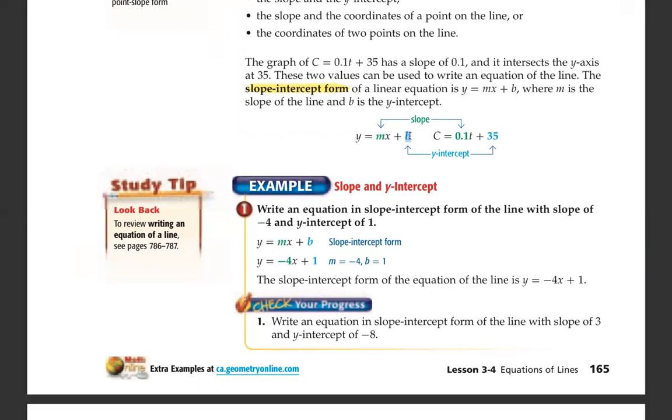So if you see here, example number 1, it says, write an equation in slope-intercept form of the line with a slope of -4.